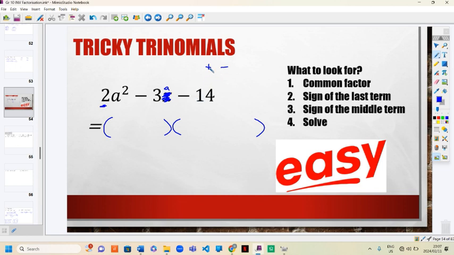So what did I do after that? I determined the signs. What did I do after that? I found the factors of 14, or factors of the last term, that add up or differ to give me the middle term. So now let's find out what the factors of 14 are. I've got 1 and 14, and I've got 2 and 7. Are there any more factors of 14? No. I'm going to tell you now, there's no more factors of 14, so that's it.